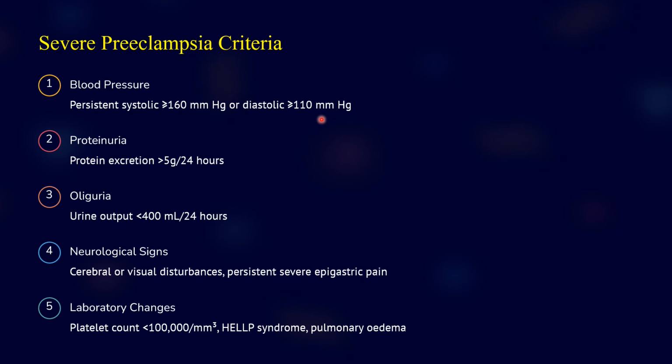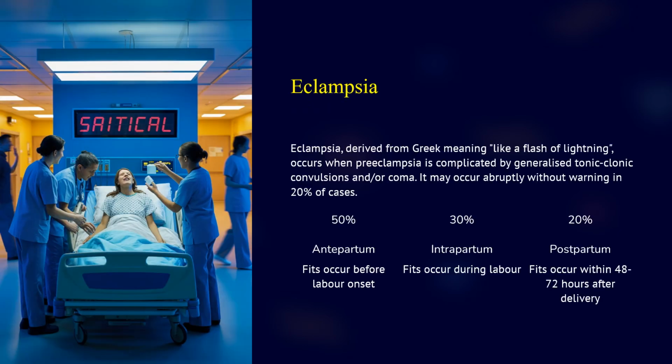Oliguria, the urine output is less than 400 ml. It is the same with preeclampsia as well. And in severe preeclampsia, you'll see neurological signs like cerebral and visual disturbance, which is blurring of vision, and persistent severe epigastric pain. You will also see during lab tests that the platelet count has reduced, less than 1 lakh. Along with that you will also witness HELLP syndrome and pulmonary edema. Okay, so now let's learn about eclampsia.